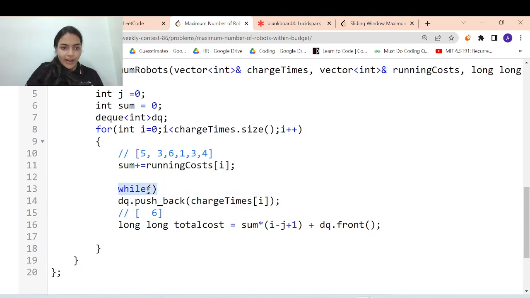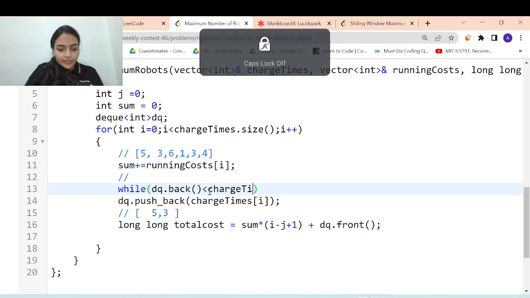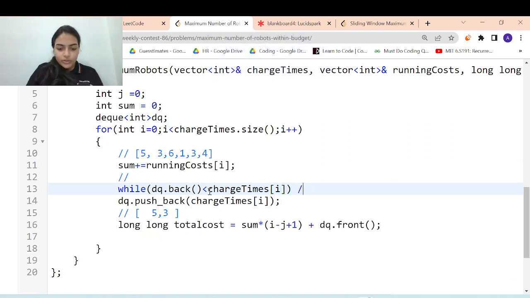So we have to give a while condition. While the back element of the DQ is lesser than your current element. In our example, what were the elements in the DQ? Let's take this example. If 5 and 3 are present in the DQ, they are both less than charge times of I. For first, what is the backmost element? 3. 3 is less than 6.